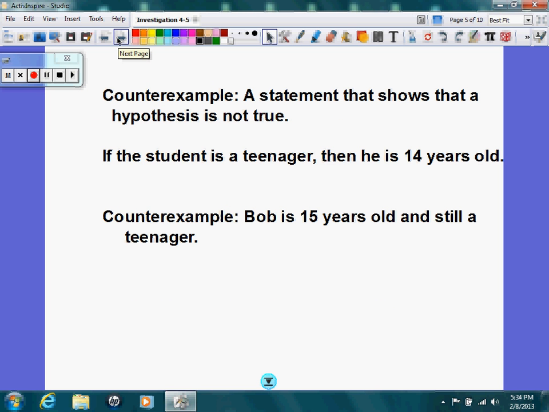Okay, we have a counterexample. A statement that shows that a hypothesis is not true. Here would be an example. If the student is a teenager, then he is 14 years old. Here would be a counterexample. Bob is 15 years old and is still a teenager. So this statement would be a false statement.